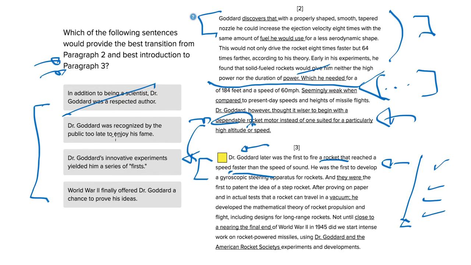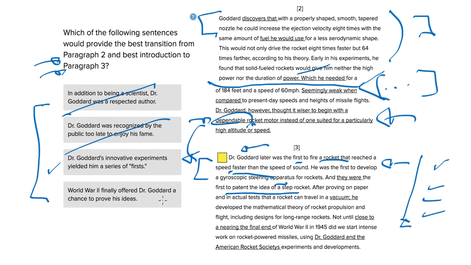Dr. Goddard was recognized by the public too late to enjoy his fame. It doesn't seem like it. If you discovered all of these things, he was the first to patent the idea of a step rocket, etc., etc. Dr. Goddard's innovative experiments yielded him a series of firsts. This seems good. So he was the first to develop this gyroscopic steering apparatus, the first to fire a rocket, the first to patent the idea. We got a lot of firsts coming after. So this looks very good so far. Let's see if the next one is better.